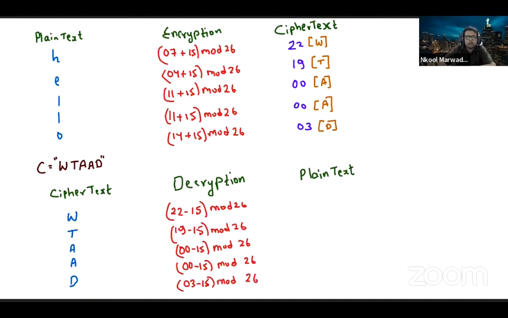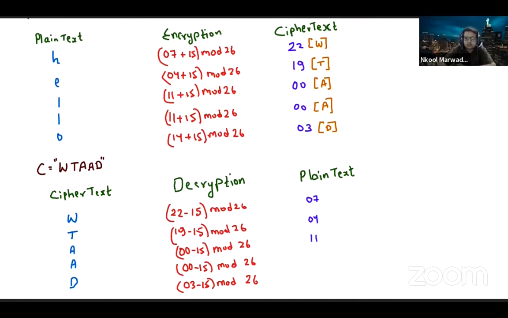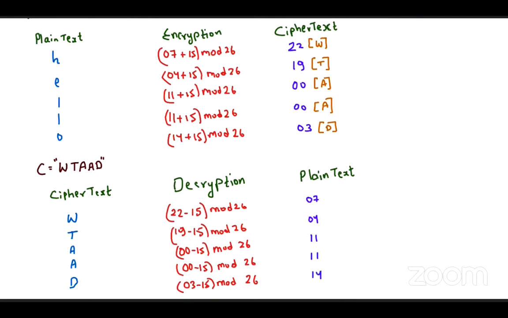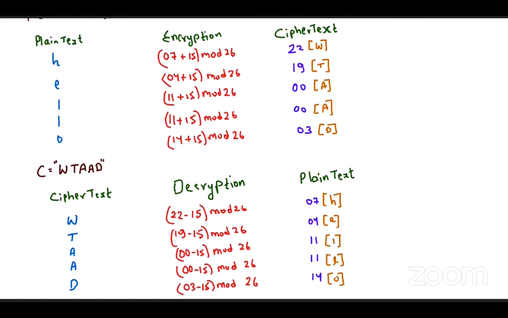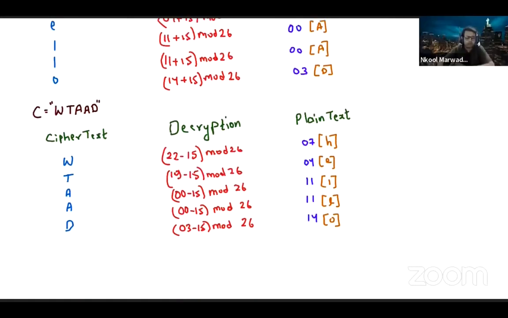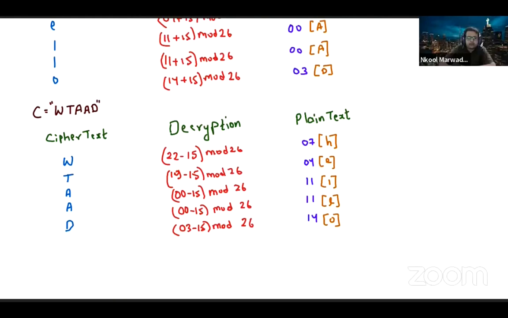Now we will perform these operations, and we will get some numbers: 7, 4, 11, then once again 11, then 14. If we convert these into symbols, I will get H, E, L, L, and O. The last one: 3 minus 15 is minus 12, then add 26. So 26 minus 12 is 14. The plain text we got is hello.